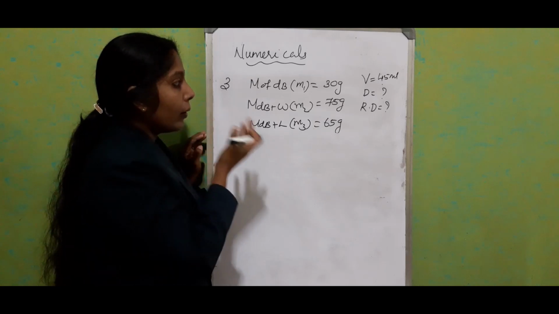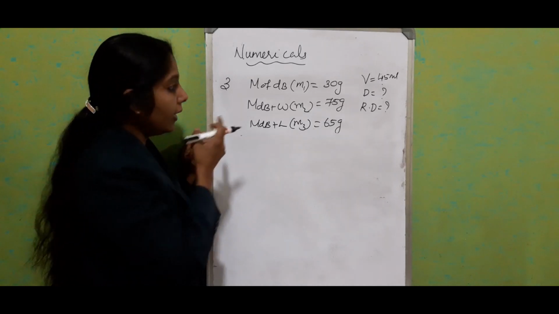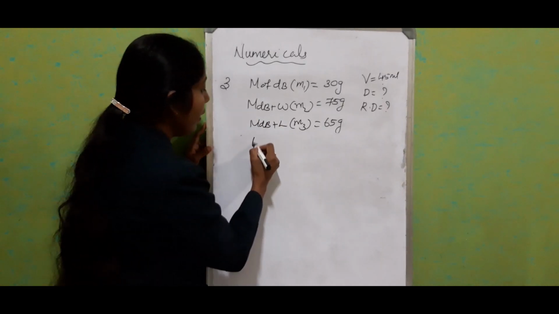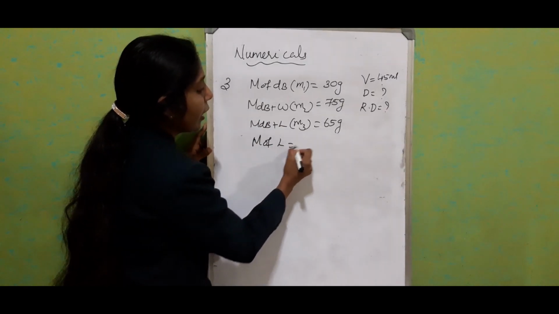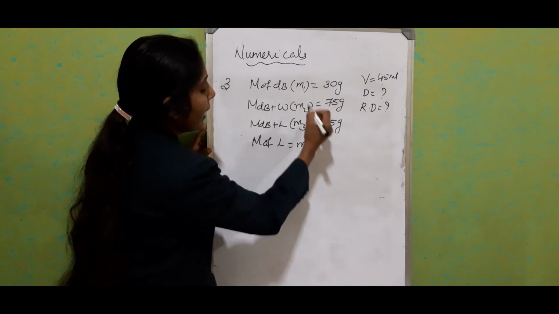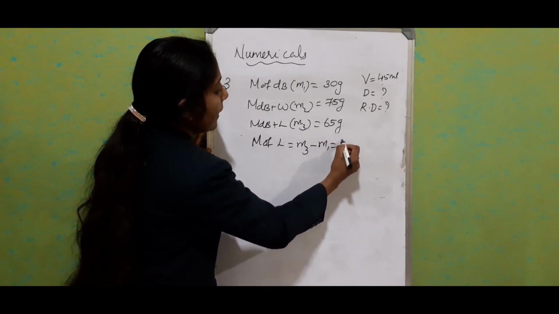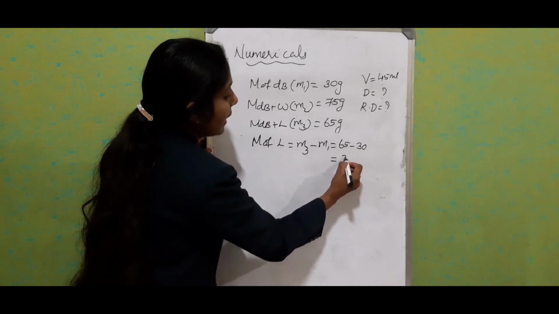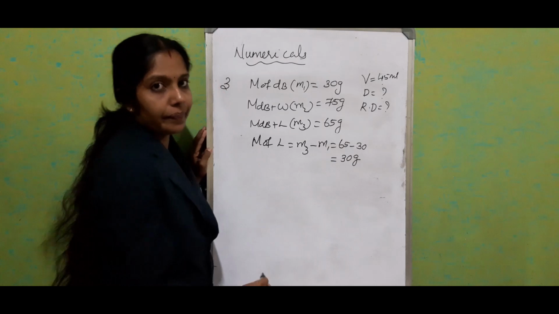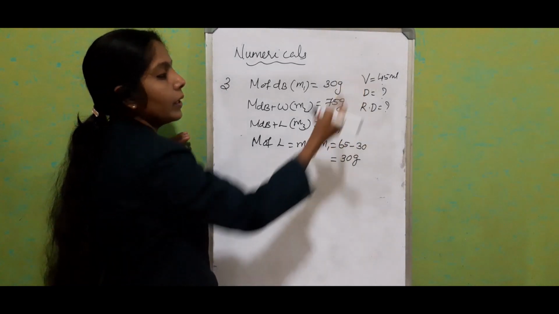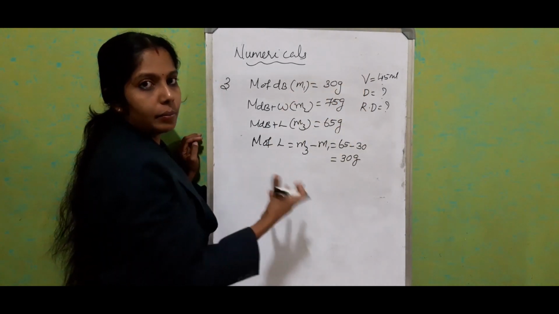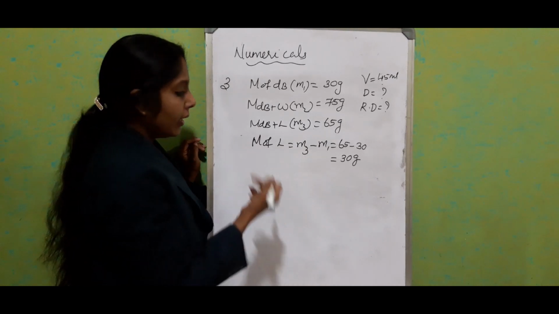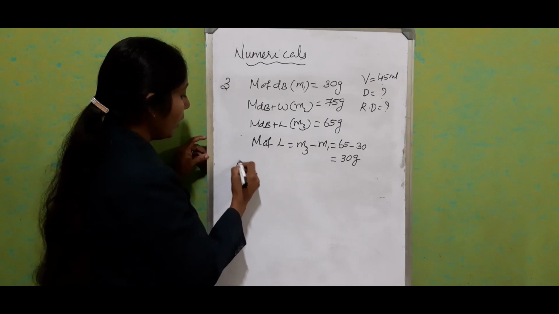Now we need to find out the density of the liquid. For that we should know what is the mass of the liquid. First we will find out mass of liquid is equal to M3 minus M1, that is 65 minus 30 and the value is 35 gram. Okay. So we know the volume of the bottle and the mass of the liquid. Now we can easily find out the second one.